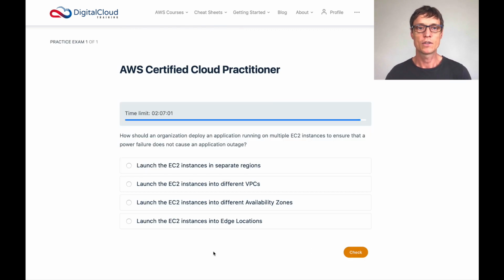So this one asks, how should an organization deploy an application running on multiple EC2 instances to ensure that a power failure does not cause an application outage? Okay, so we have an application and it's running across multiple EC2 instances. Now, we might be concerned about an outage, so we want high availability. So how can we ensure our application is highly available?